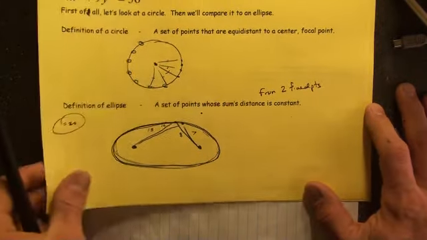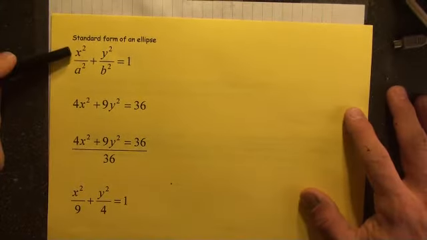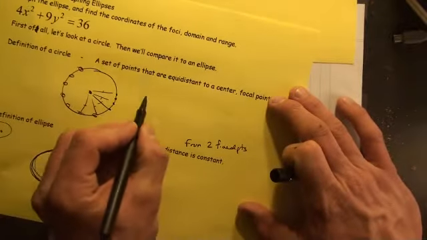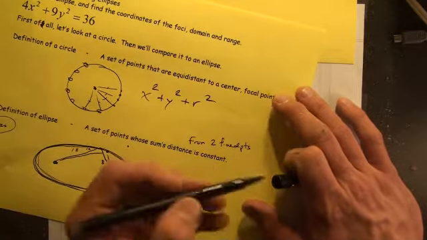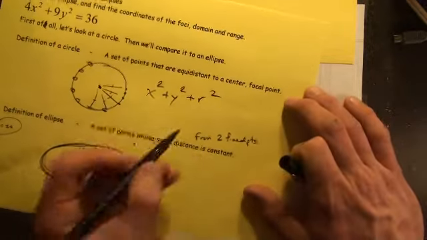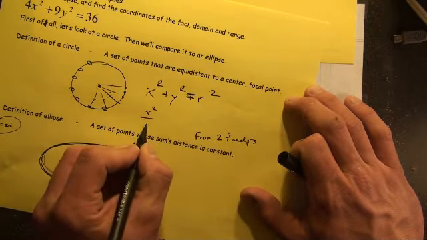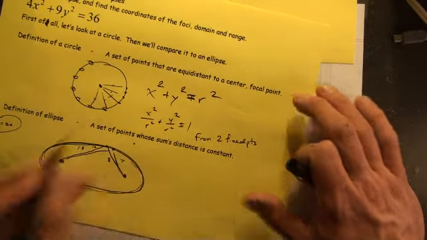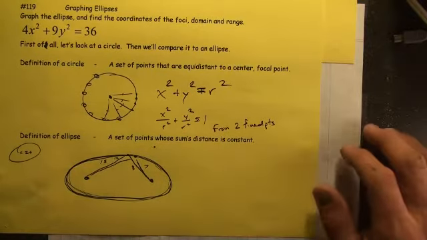Now, this is the standard form for an ellipse: x squared over a squared plus y squared over b squared equals 1. It should look familiar. It should look a little bit like a circle, and a circle is simply x squared plus y squared equals r squared. You could divide by r squared if you wanted to and get x squared over r squared plus y squared over r squared equals 1. You could rewrite the equation of a circle to look a little bit like this instead.